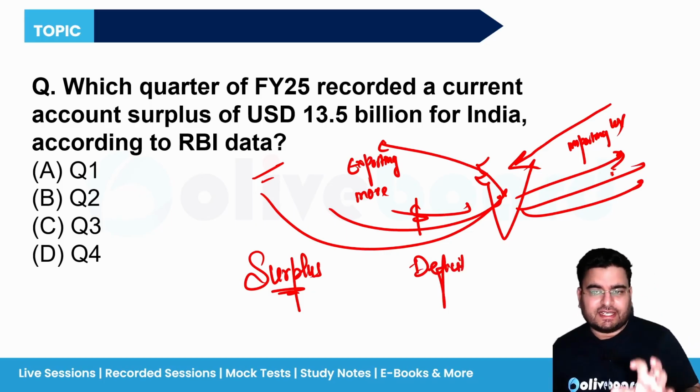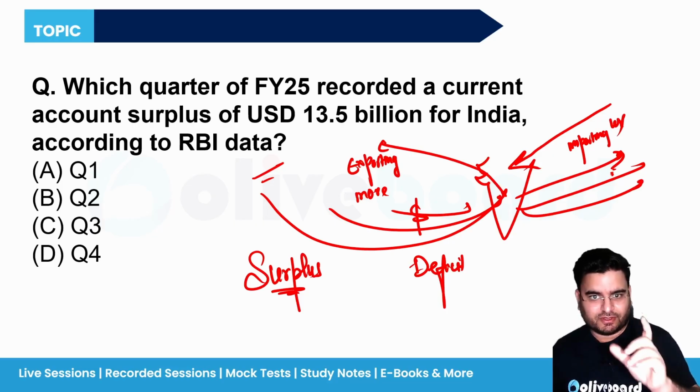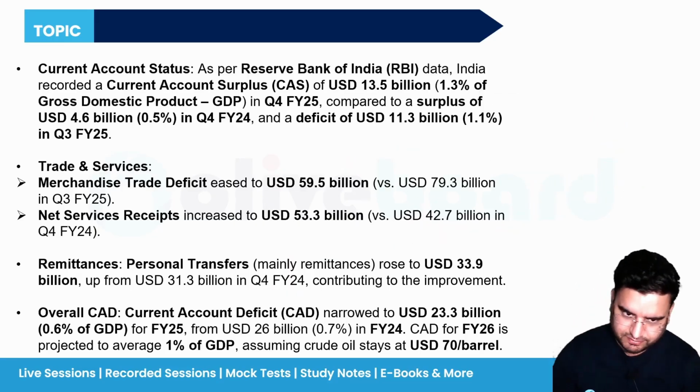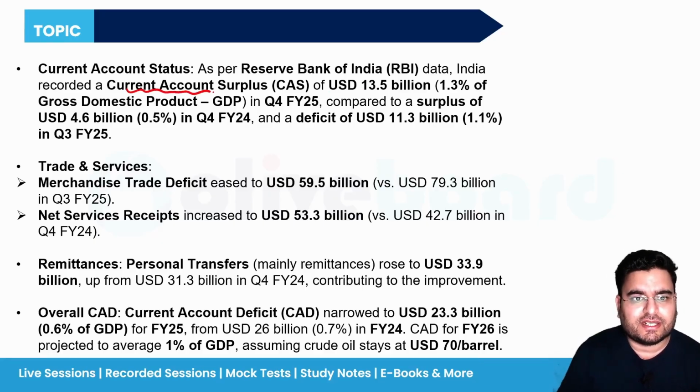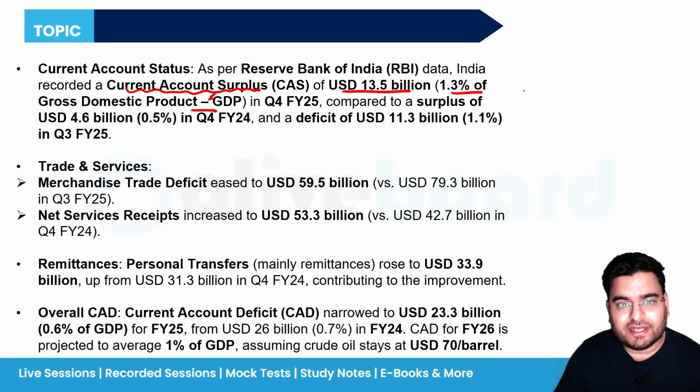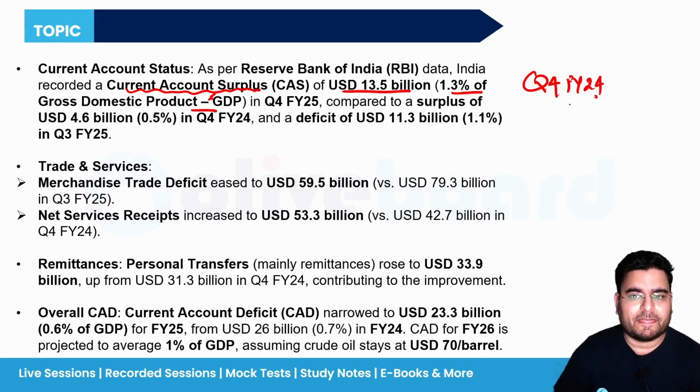Generally India faces a current account deficit, but this quarter becomes very important because we are in a current account surplus. The Reserve Bank of India has said that India now has a current account surplus of $13.5 billion, which is around 1.3% of our GDP. Please remember this. It has happened in the fourth quarter of financial year 24. And why has it happened? Because the merchandise trade deficit has eased.